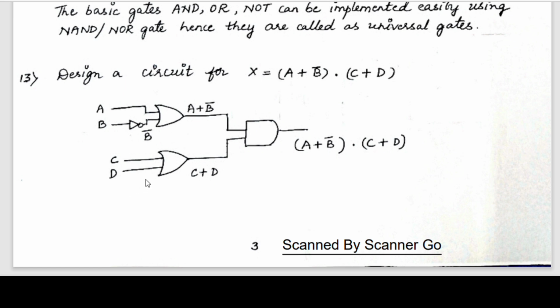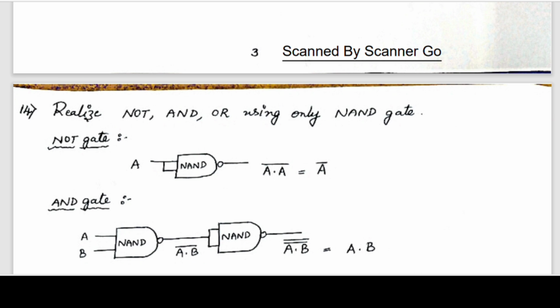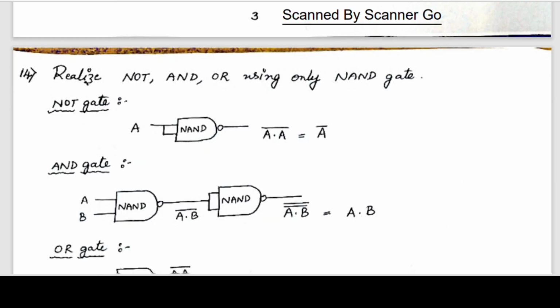In the same way, C plus D should be given to an OR gate, so we get C plus D. So A plus B bar into C plus D means it should be given to an AND gate. So this is how we design the circuit. Any expression they may give, you should only know how to construct it.